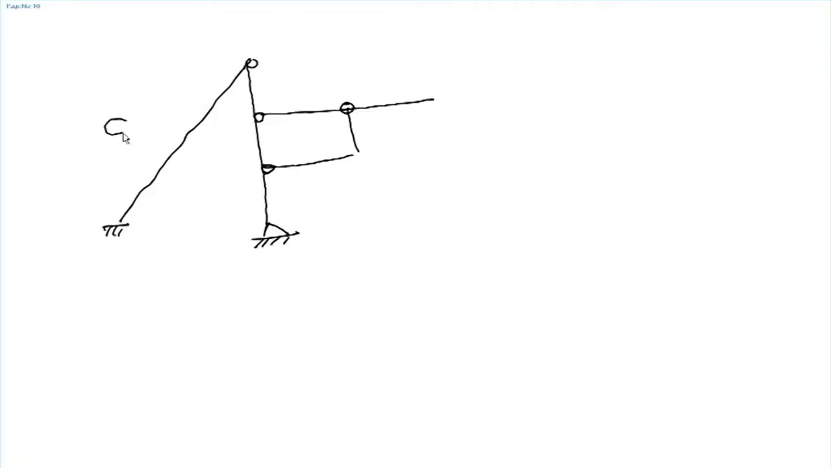Okay, so this is the cable. Suppose we have applied some uniformly distributed load here, some point load here, and these are pin connections. So this is member A, B, C, D, E, F, G, H. I am just drawing it in detail so that things become more clear.